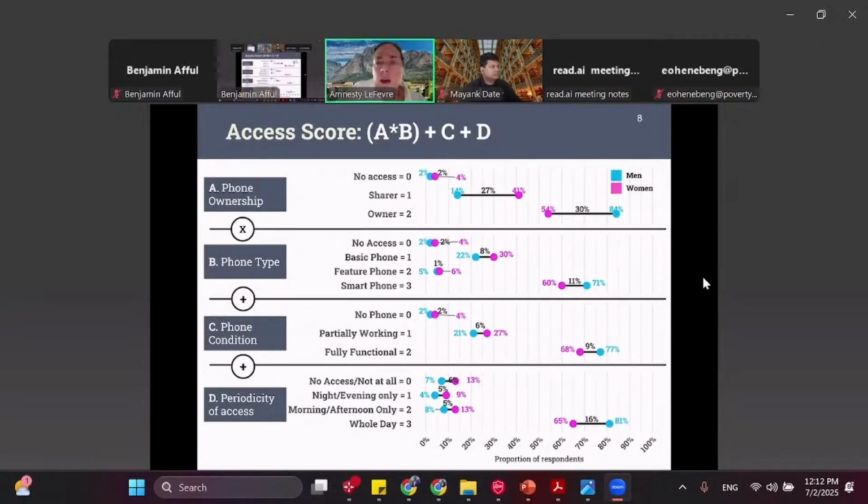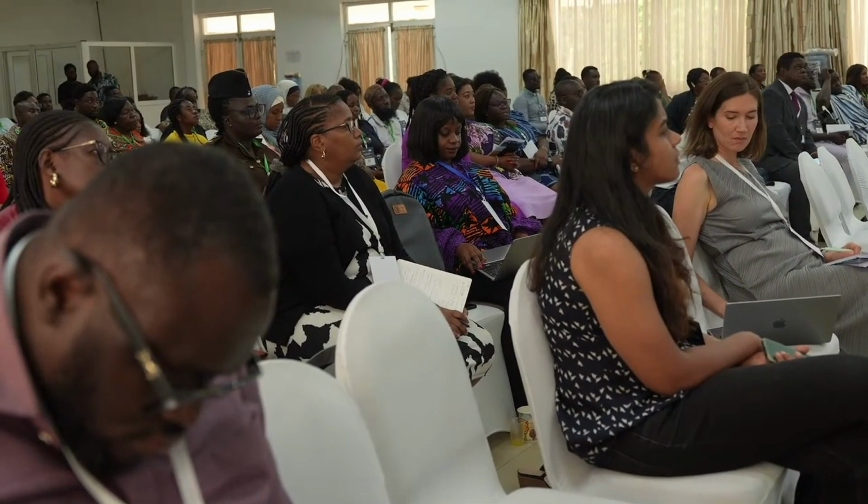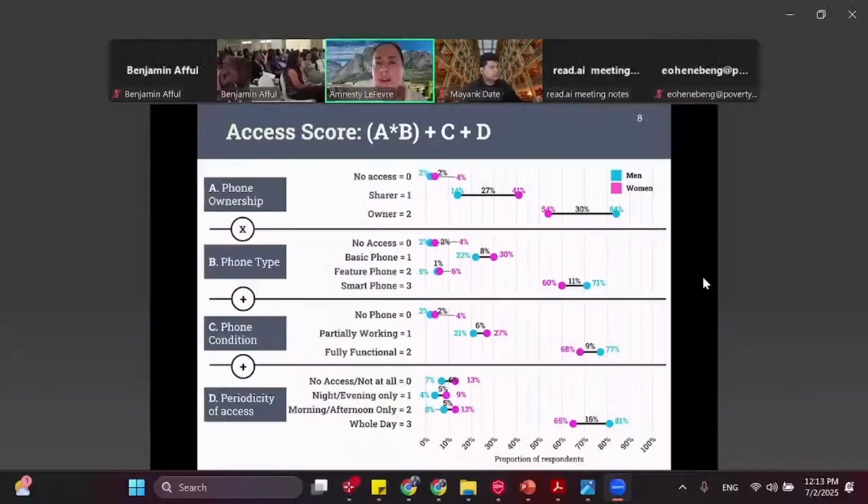Phone ownership, denoted by A here, phone type, B, phone condition, and the periodicity of access. So that includes times during the day that you had it. And for all of these, we tested alternative ways of phrasing these questions quantitatively. And then, of course, this work was born out of an extensive qualitative phase. But for the sake of what's included in this access score, it's a multiplier of phone ownership times phone type. And then it adds in a score for the condition of the phone and the periodicity of access, giving obviously a greater weight to different components within this.